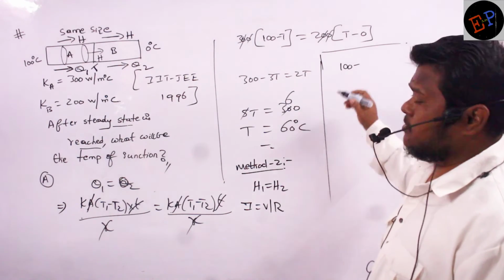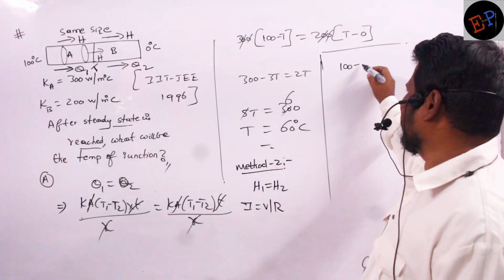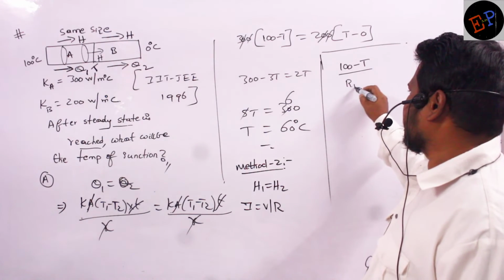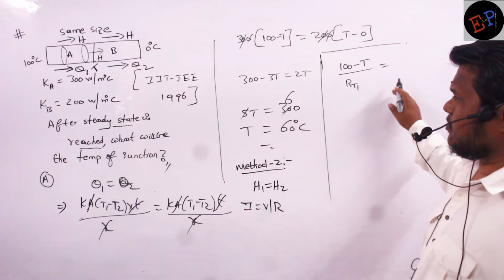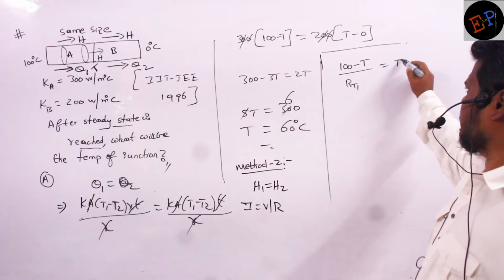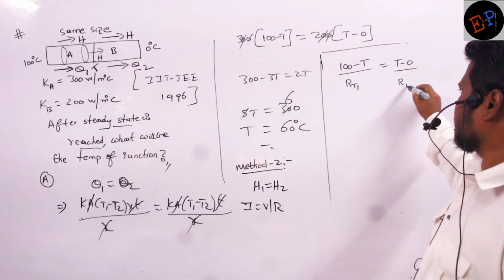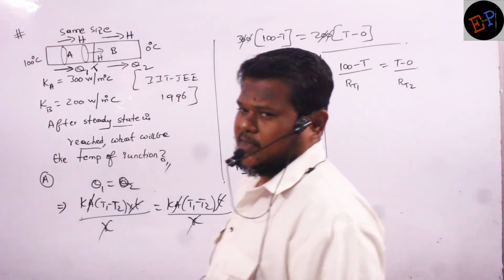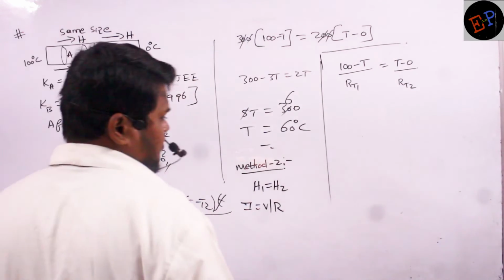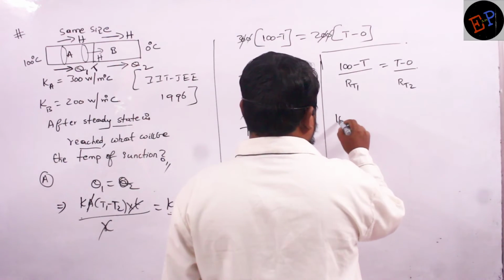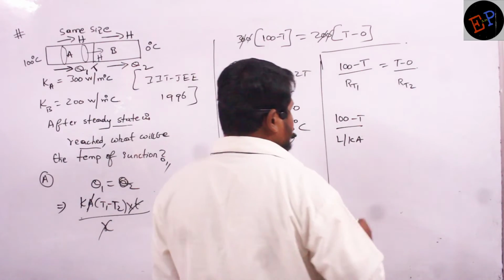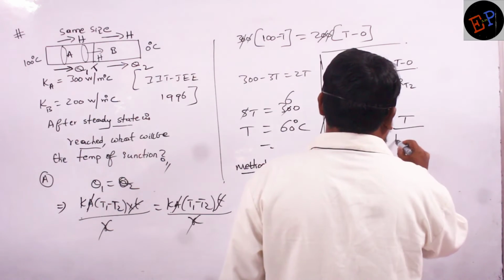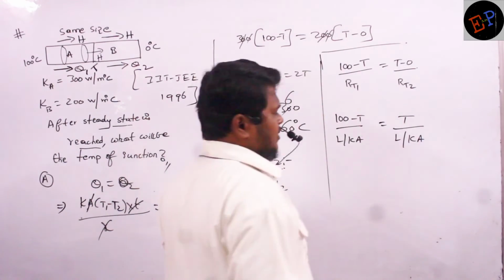100 minus 60, that is T divided by the thermal resistance of the first rod. This is equal to the temperature difference across the second rod, T minus 0, divided by the thermal resistance of the second rod. And we know the formula for thermal resistance, no? What is the formula? L divided by K into A. So this is equal to T divided by L divided by K into A.